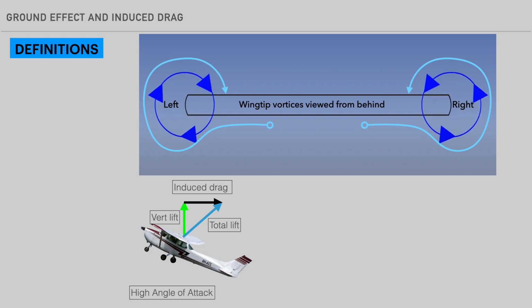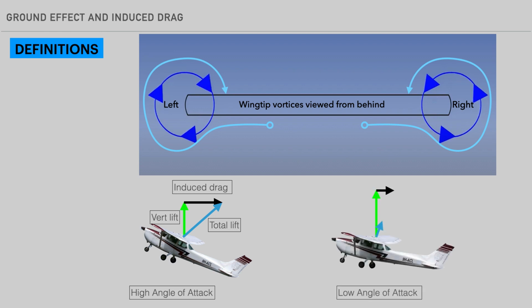Note how the vertical component of lift increases as the airplane goes from a high angle of attack to a cruise-type configuration. Wing vortices and the wake turbulence they create are most pronounced when the airplane is heavy, clean, and slow, or conditions requiring high angles of attack.